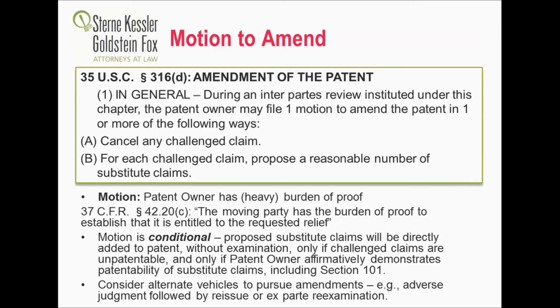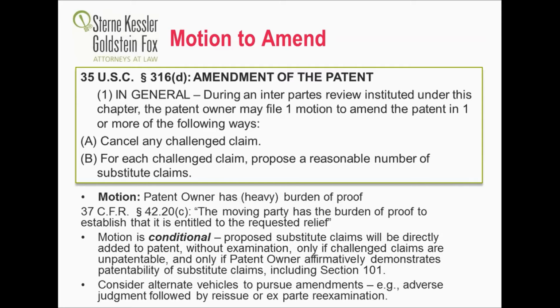The other thing to keep in mind, and it's not on the slide, is the limits that the Patent Office puts on motions to amend: you have 15 pages, 14-point font, double spaced, to establish that you're entitled to this relief. So it's a challenging proposition.